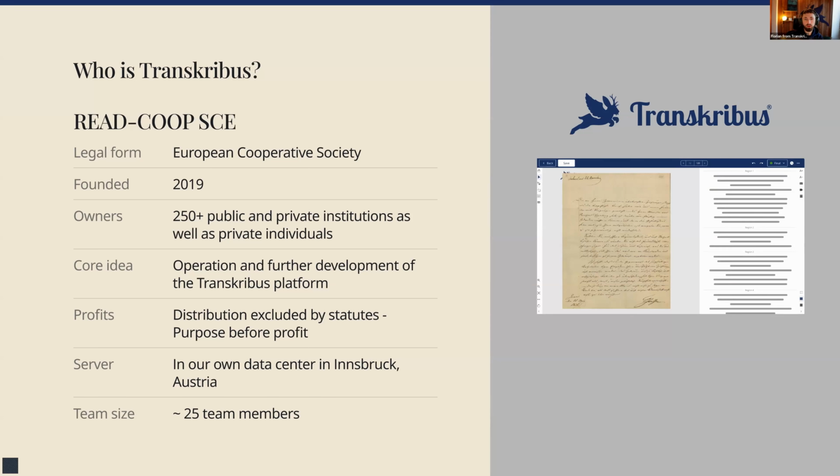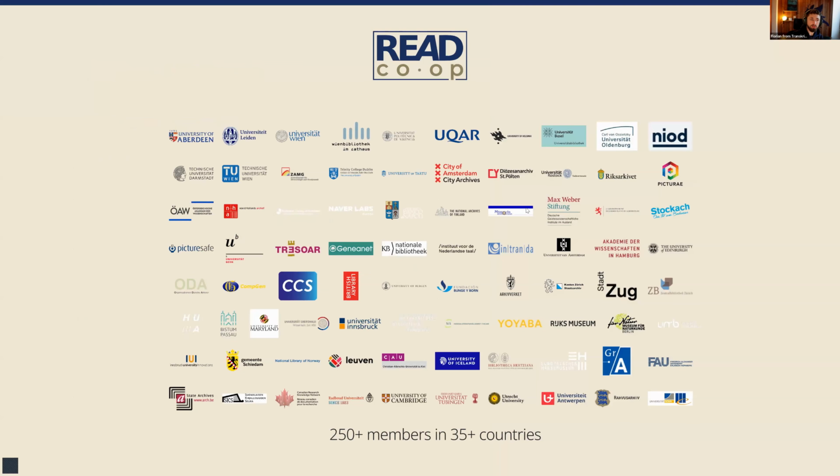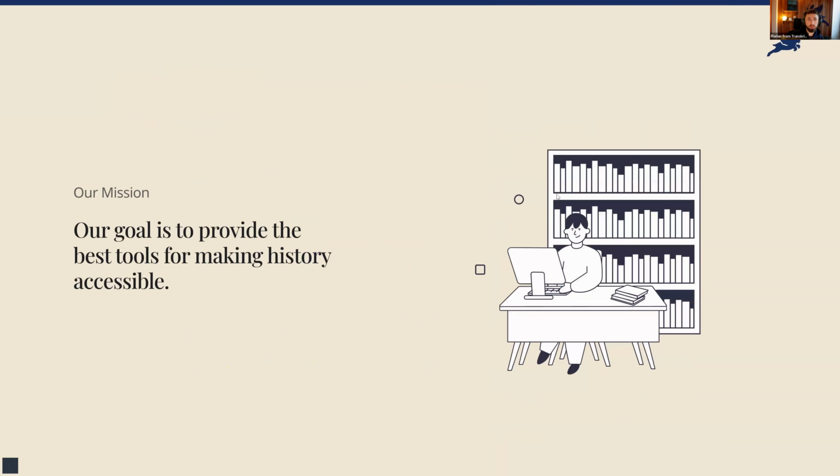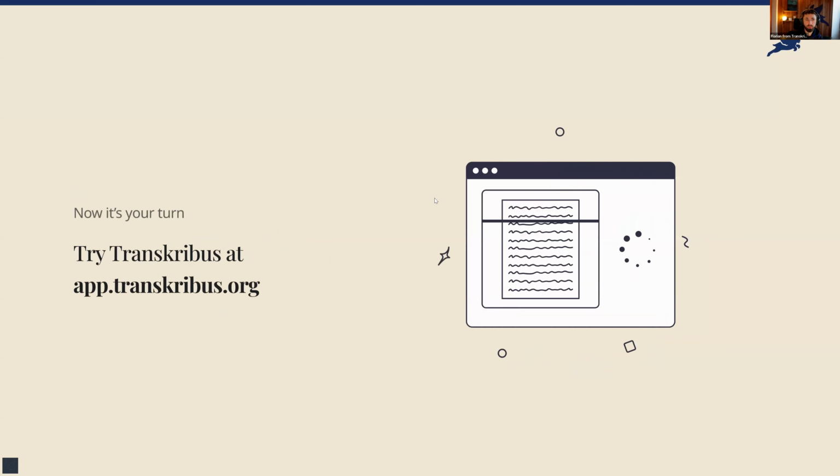We're about 25 to 30 team members distributed all across Europe, and some are even overseas in Canada and Argentina. So we are quite spread out. As you see, there's many members that are co-owners of our cooperative. Our goal, as I just want to highlight again, is really to provide the tools for making history accessible, and you, as the users, do the actual fun part and work with the documents, the historical records and sources.